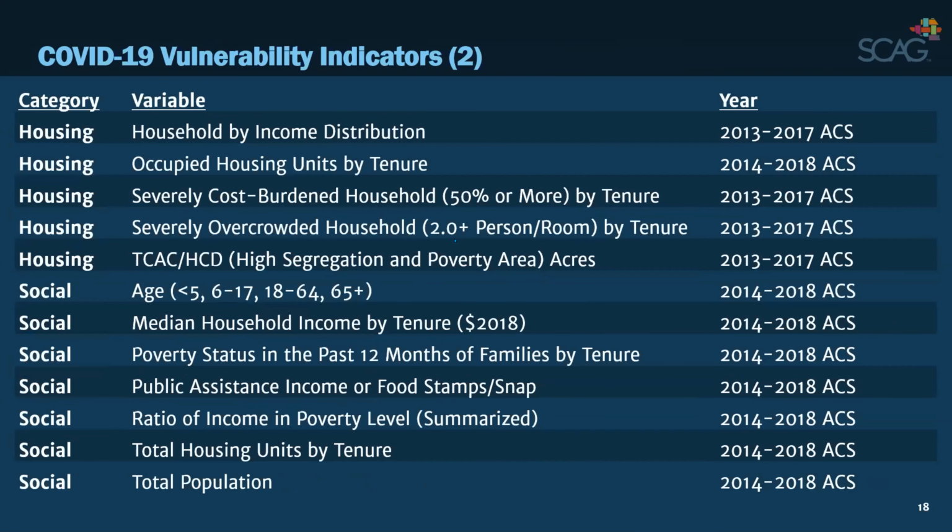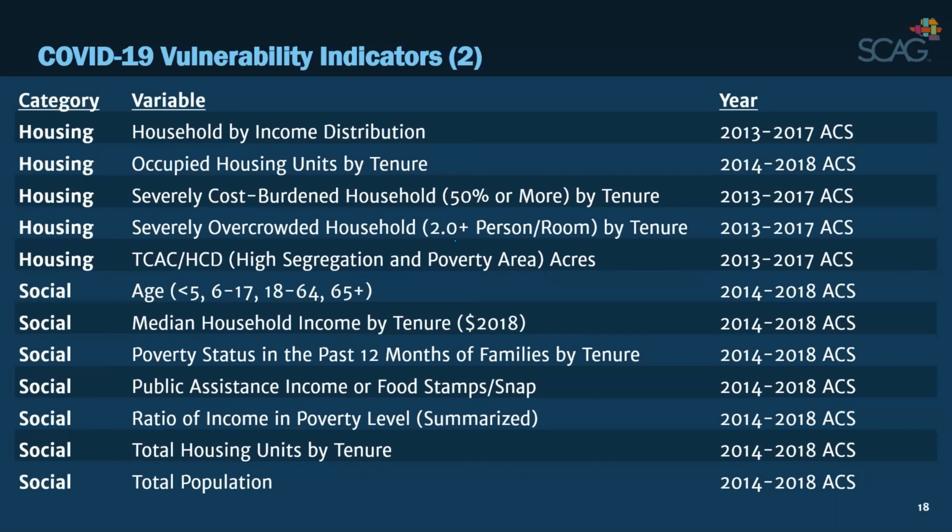So for the housing category, we have households by income distribution compared to the county annual median household income. We have also included occupied housing units by tenure, that's owners and renters. Then also the severely cost burdened households that pay more than 50% of their annual income to mortgage or rent. Severely overcrowded households as well, these are households that have more than 2 persons per room. And the last one is the high segregation and poverty area for each city.